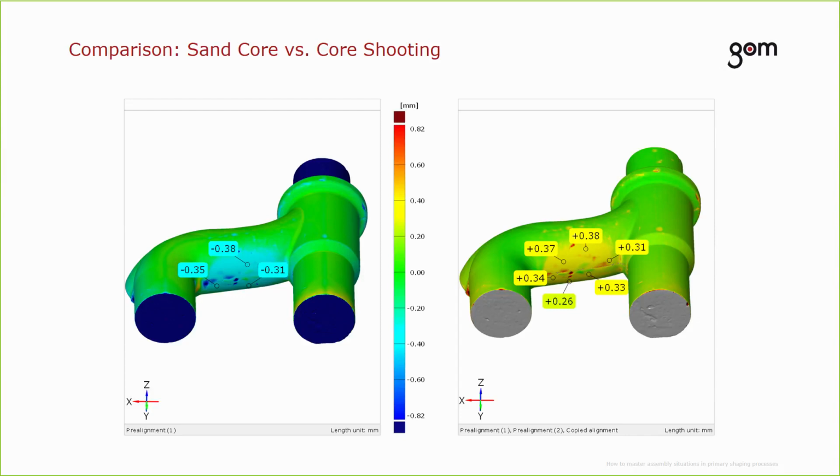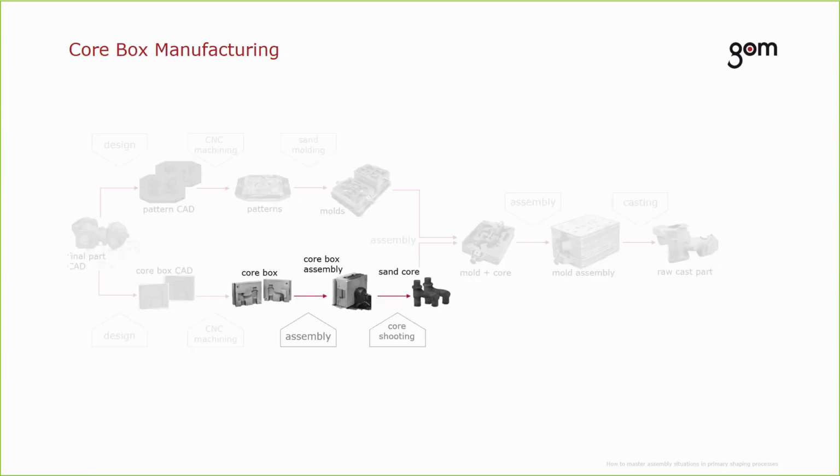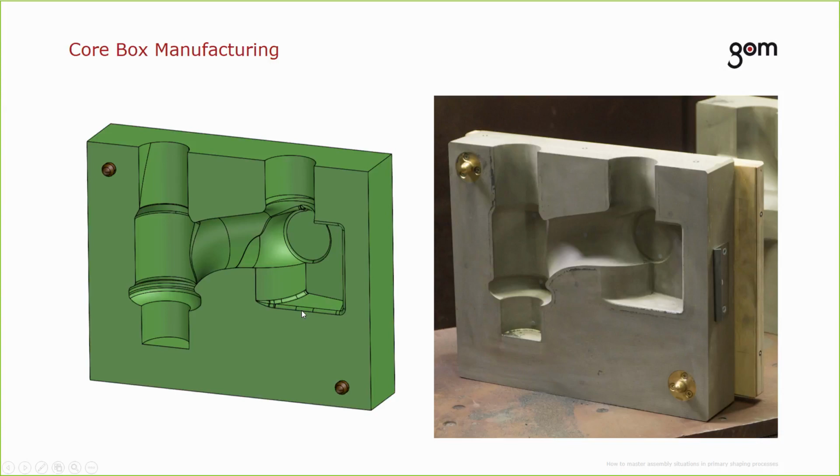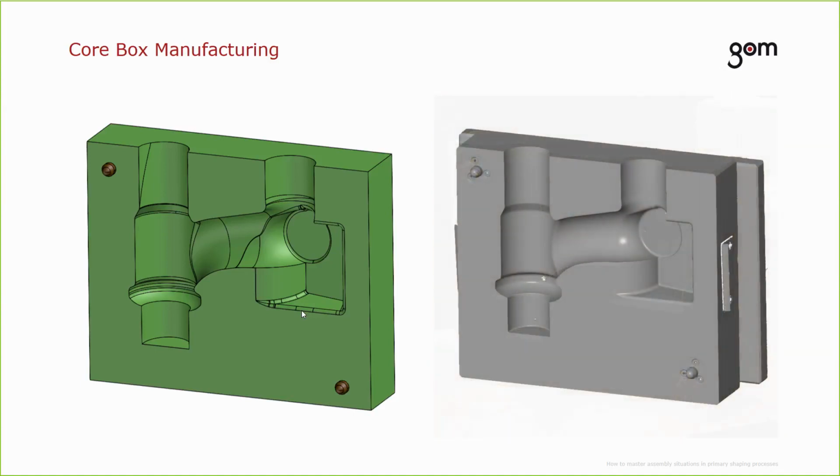Therefore, we will compare the measured data of the core box against its CAD file. So in the process chain, the core box manufacturing is in the highlighted position here. And the nominal data of the core box is available, so we can use it for analysis. And for convenience, we will focus only on one of the halves of the core box here. Let's get into the software.